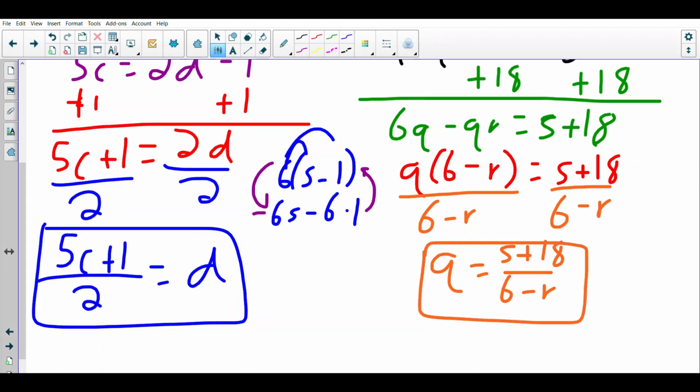I know, so that's a little bit where people get caught up. That's a little bit trickier. So practice those a couple times.